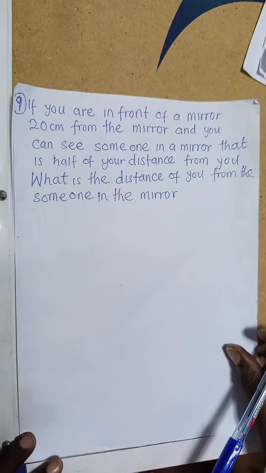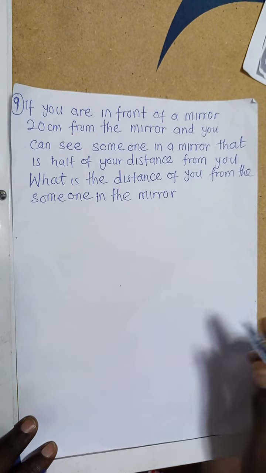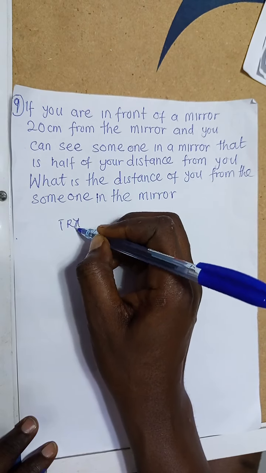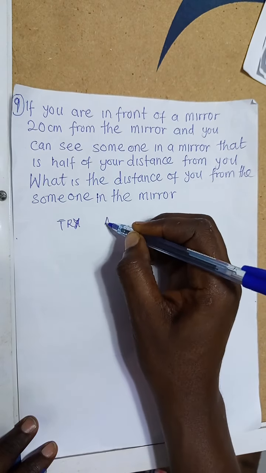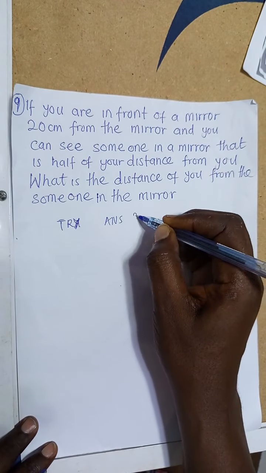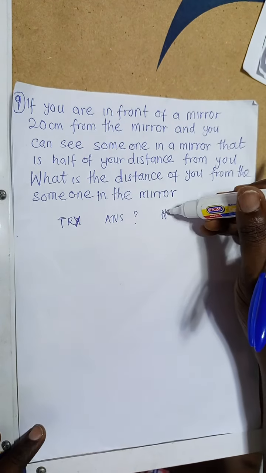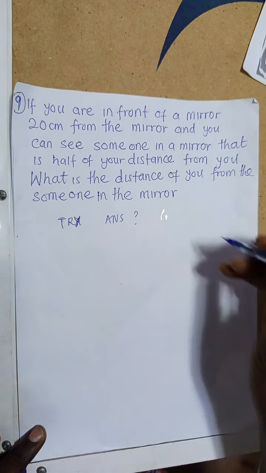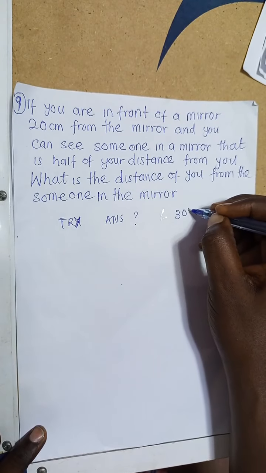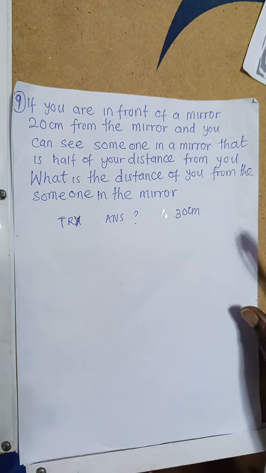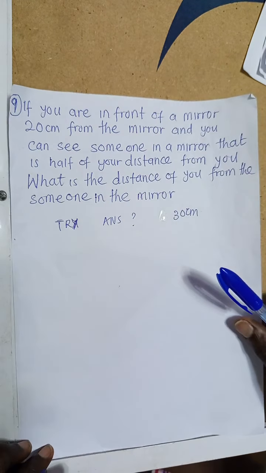Number 9. If you are in front of a mirror, I want you to try this one. Try it for me. The answer to this question is dash. I think you should have 30. The answer to this question should be 30 centimeter. So look at it very well, and please send out your comments. Send us your answer in the comment section so that we can know what you have done for me.